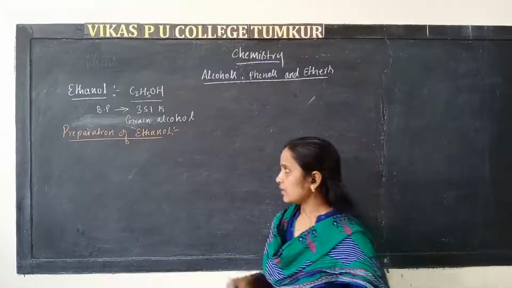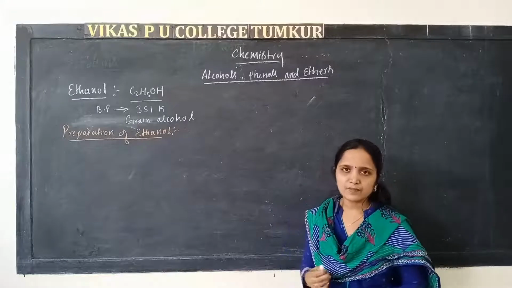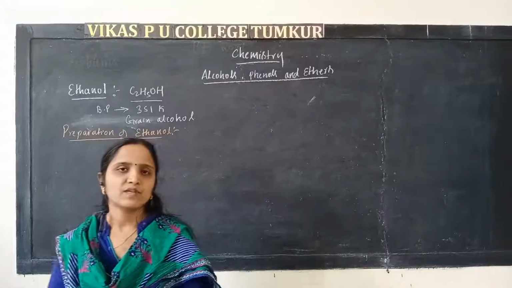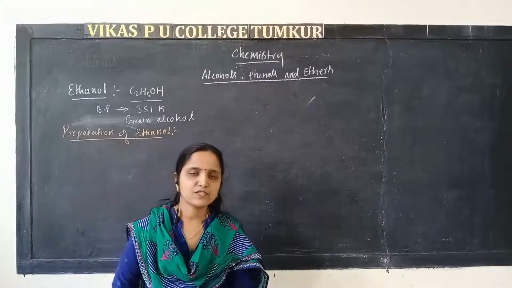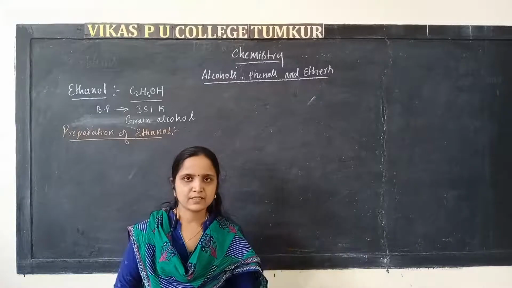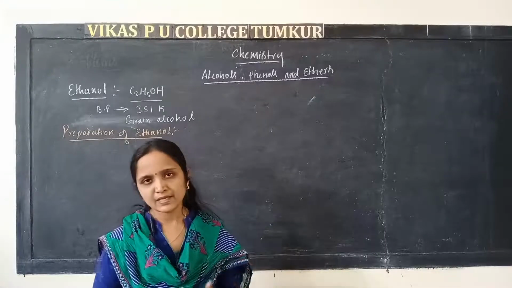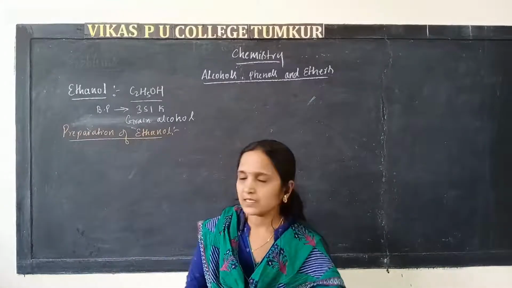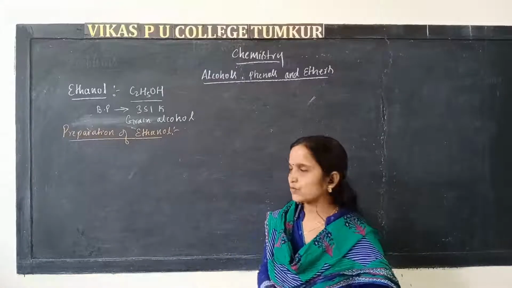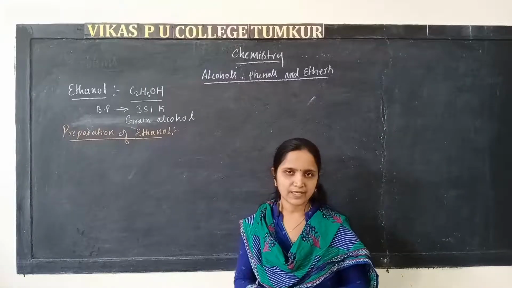Now we are going to discuss the preparation of ethanol. One of the oldest methods of preparing ethanol uses the molasses of sugarcane juice, or fruits like grapes, or vegetables like beetroot. We are also preparing ethyl alcohol this way. First, we will discuss how to prepare ethanol by using the molasses of sugarcane juice.